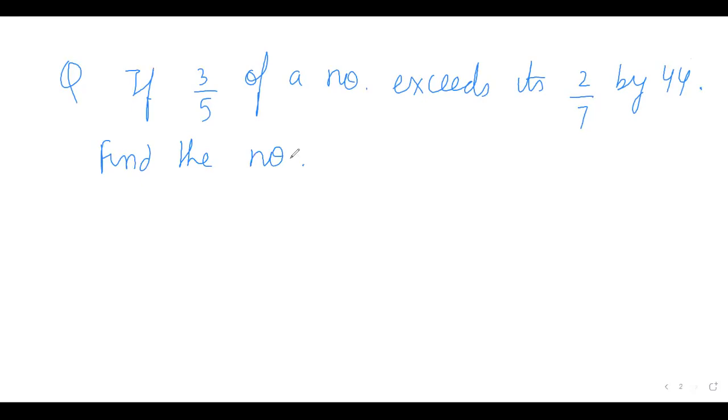If 3 by 5 of a number exceeds its 2 by 7 by 44, you have to find the number. So what is the way of doing this question? You just tell me the equation, then solve.